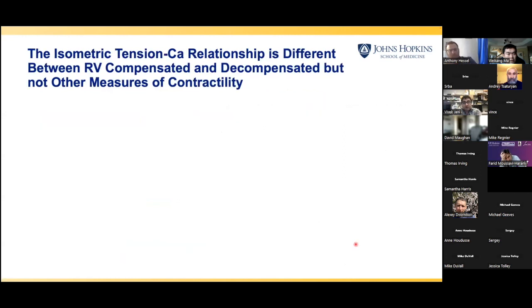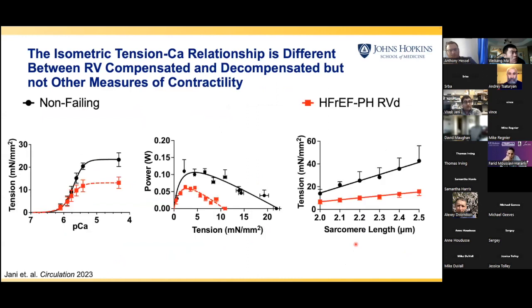So we decided to look at each of the relationships we measured. Shown from left to right are the isometric tension-calcium relationship, power-load, and length-tension relationship, the latter being an active activation during 3.8 micromolar calcium activation. You can see black for controls, or non-failing hearts, and then in red for HFrEF PH with RV dysfunction. You can clearly see that in all these relationships, maximum tension is down, power is down, and the slope of the length-dependent length-tension relationship, or systolic stiffness, is reduced. But what do the RV compensated myocytes look like?